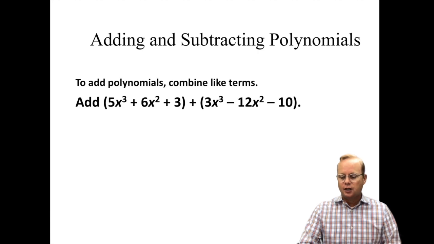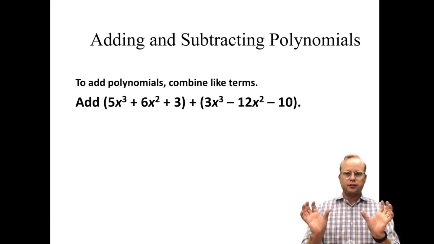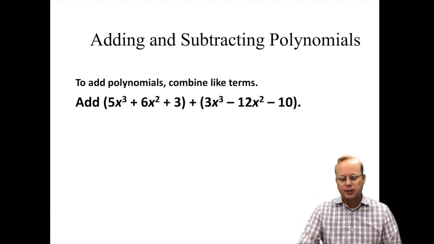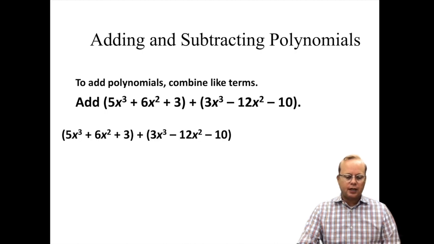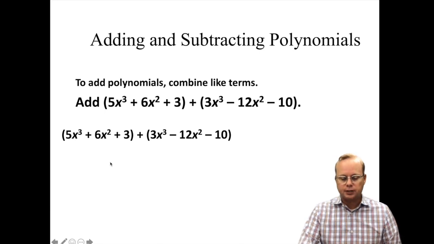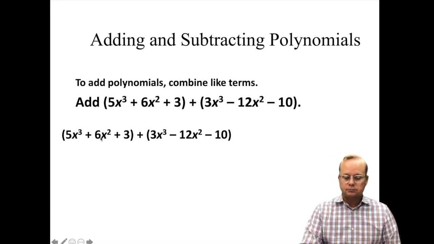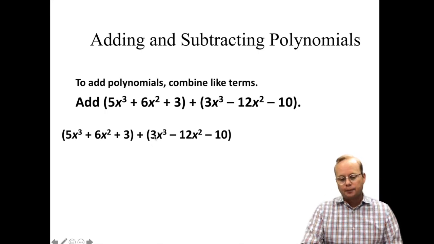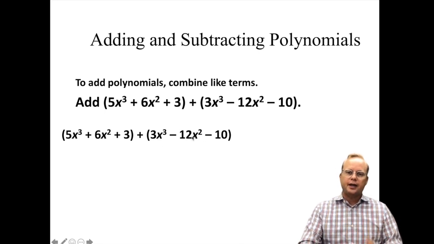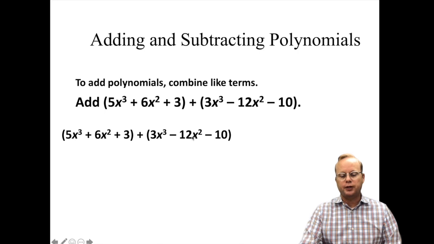Now that we've got that, let's do a little bit of review on combining polynomials together. These are two different polynomials that we're going to add together. Remember with polynomials, when we combine them, I have to combine like terms, meaning they have to have the same variable, in this case x, and the same exponent. They have to be raised to the same power. So 5x cubed I can combine with 3x cubed because they're both x cubed, but I can't combine 5x cubed with negative 12x squared. They have to be the same variable and the same exponent.